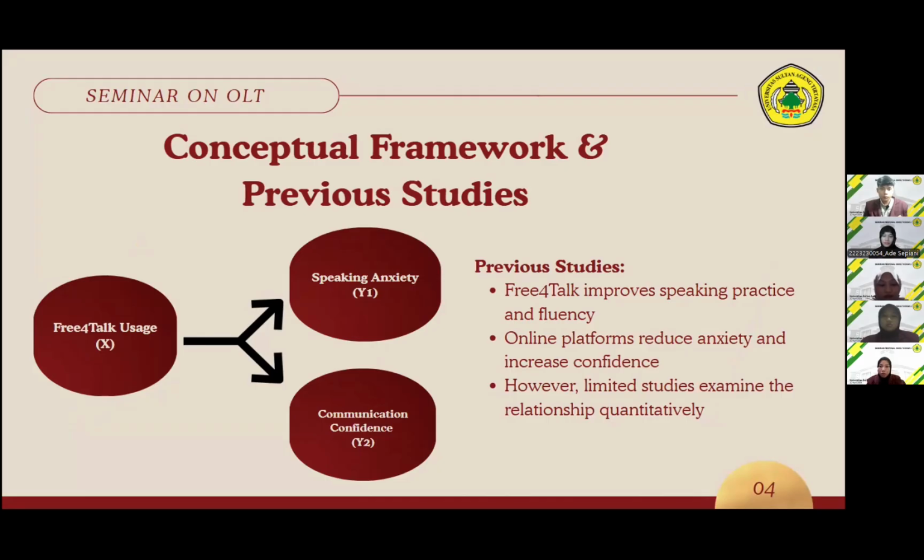students' speaking experience. Previous studies have shown that Pitaya Talk can improve speaking practice and also fluency. Other studies also suggest that online platforms may reduce anxiety and increase confidence. However, studies that examine this relationship quantitatively are still limited. Because of that, my study tries to provide more focused evidence about the relationship between platform usage and those two psychological factors.